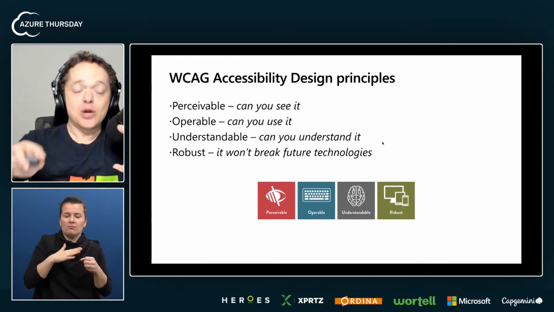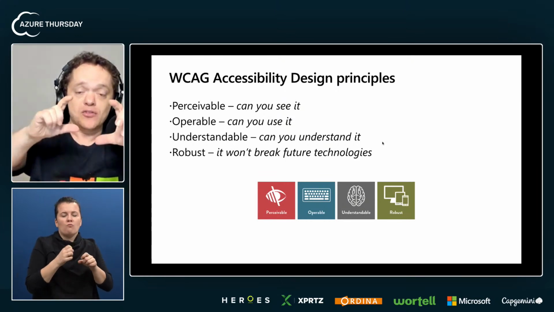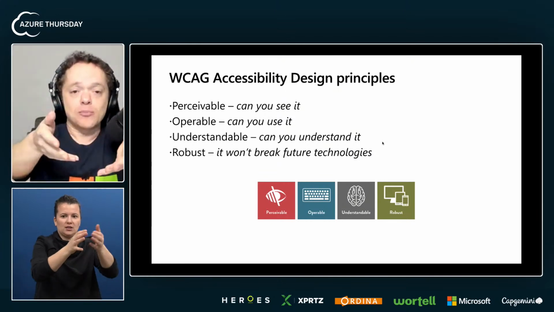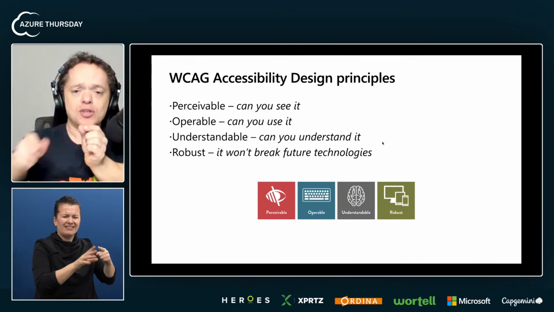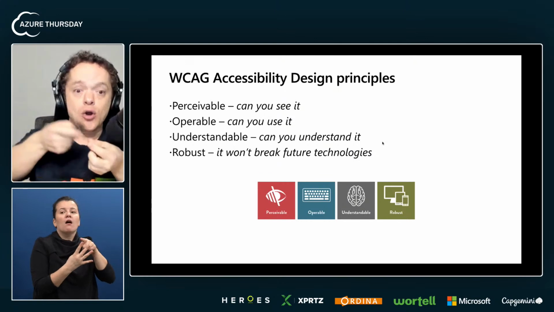And lastly, robust. It won't break future technologies. So, for example, a responsive design system, if you turn it from landscape to portrait, it shouldn't break your systems. And those are really the only 4 real principles I want to take with it. And we're going to go through a few technical details when we go through our demo a little bit later on.